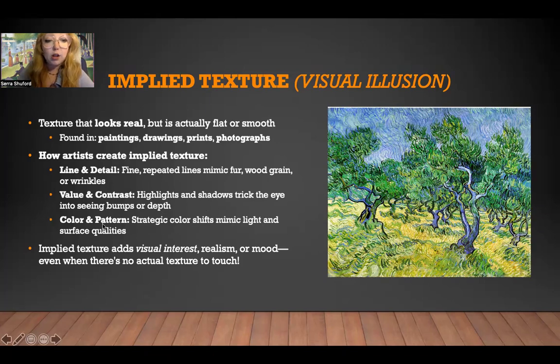And then lastly, color and pattern. Strategic color shifts mimic light and surface qualities. And implied texture, just like with value and with color, adds visual interest, realism, or mood, even when there's no actual texture to touch. A great example of that, I'm sure we're all aware of, is the artist Van Gogh, who has a lot of implied texture in his artwork, like we see here.